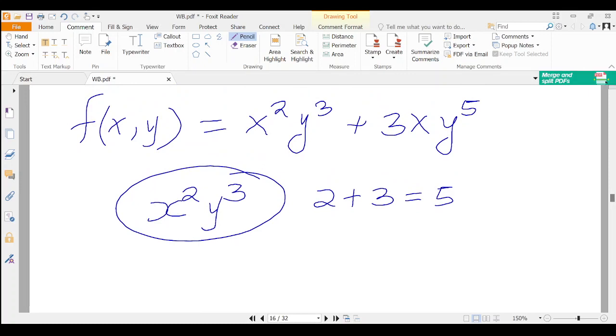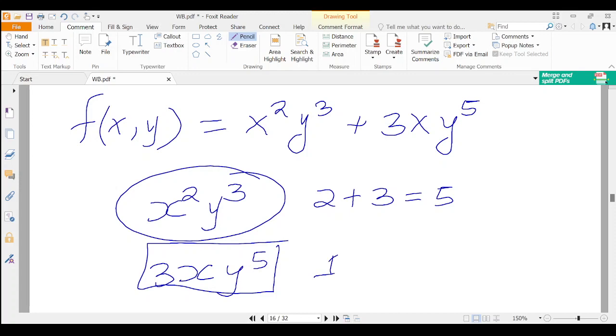If we go to the next term, which is 3xy raised to the power of 5, we see that x is raised to the power of 1 in this term, y is raised to the power of 5, and so if we add, we get 6. So in this case, the degree of this term is 6. Now, we say that a function is homogeneous if all the terms occurring in that function are of the same degree.